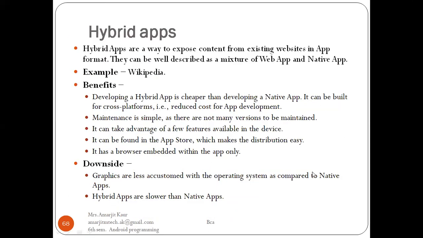Here's the next type of Android app, the hybrid app. Hybrid apps are a way to expose content from existing websites in an app format. They can be well described as a mixture of web app and native app. For example, Wikipedia.